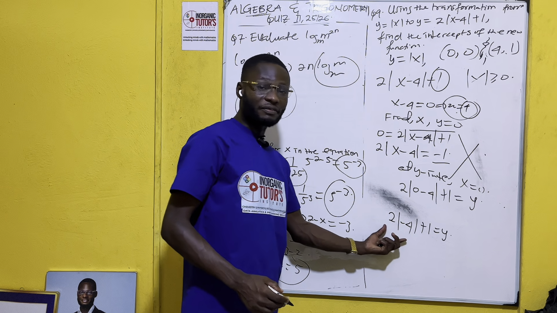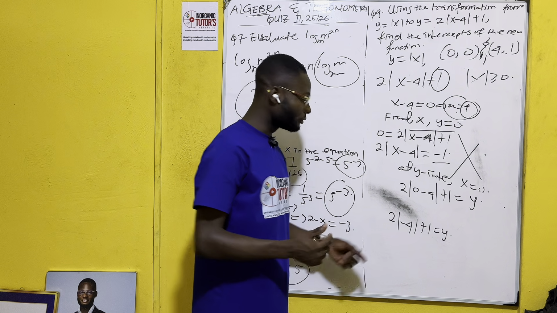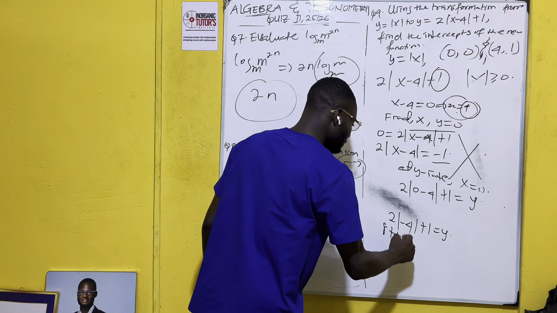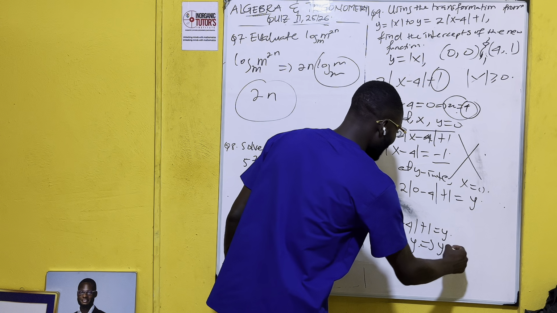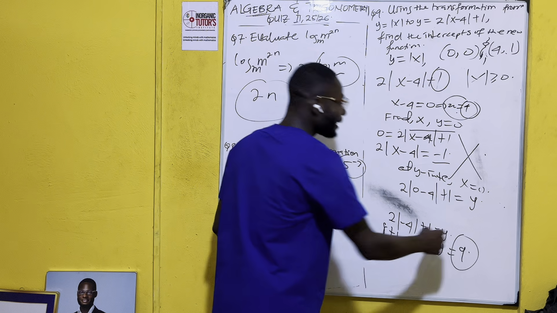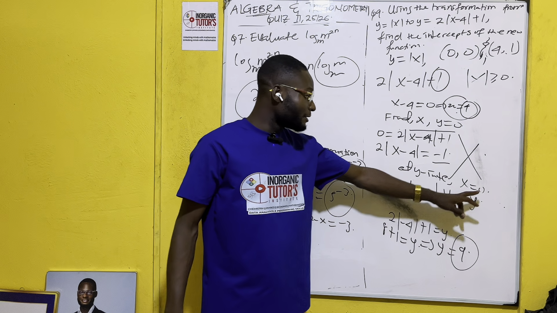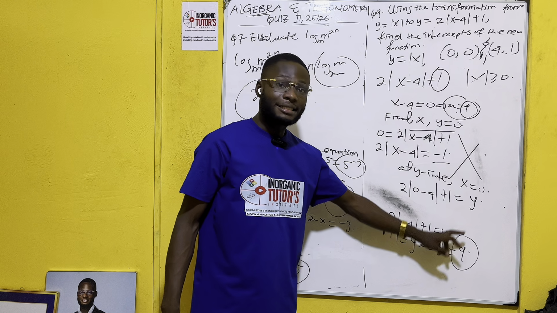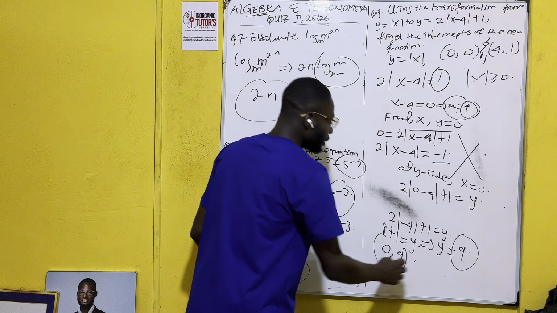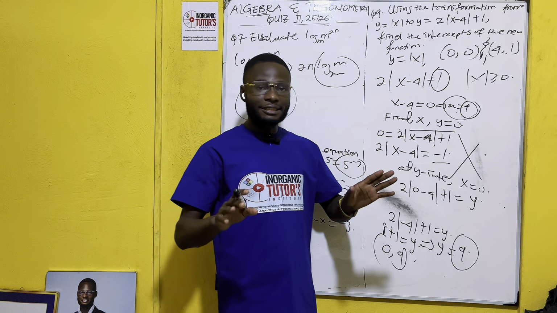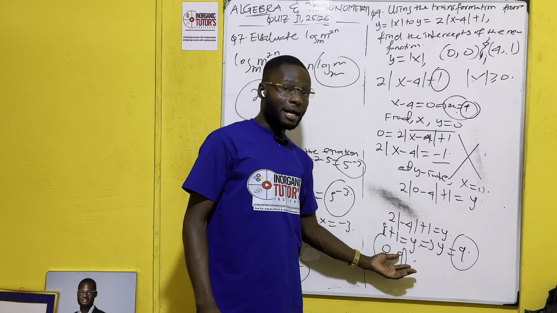The absolute value of negative 4, you know, is positive 4. So positive 4 times 2 becomes 8. So 8 plus 1 is equal to y. This implies that our y is 9. So at the y-intercept, the coordinate is (0, 9). So we have no x-intercept, and the y-intercept is at the point (0, 9).